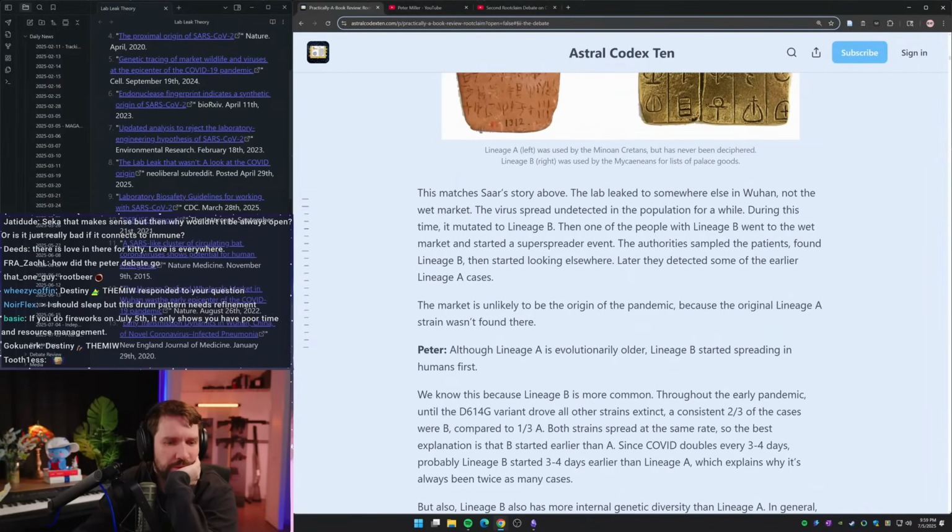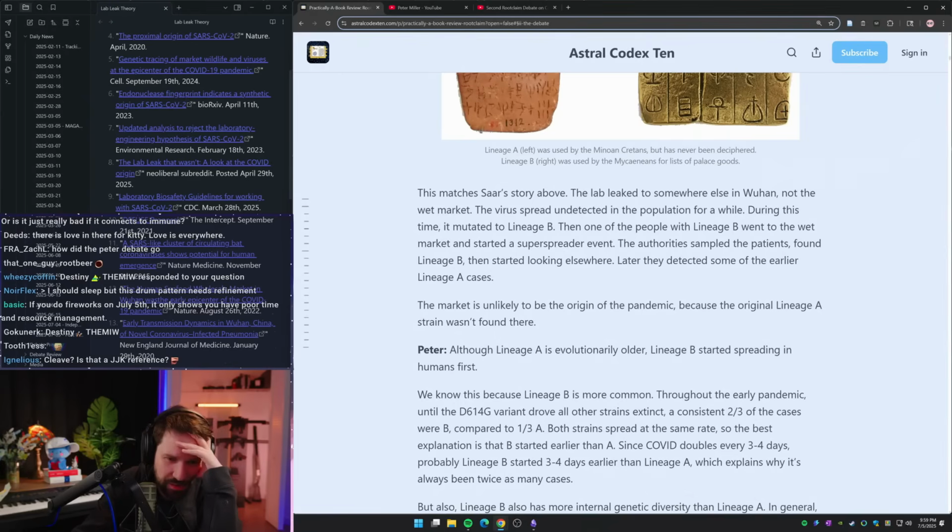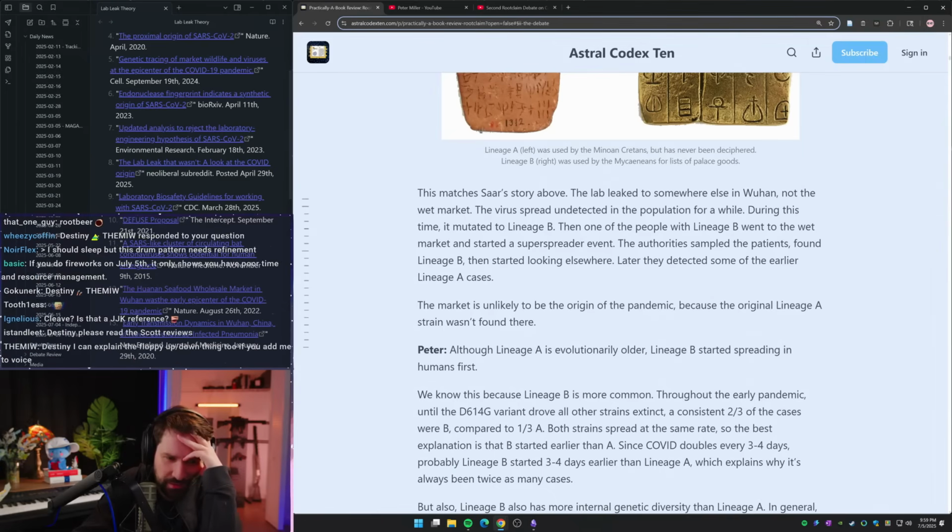The MIW responded to your question. Yes, but only that first cleavage is done by Furin and unique to SARS-CoV-2. The cleavage at entry in SARS, and in SARS-CoV-2, is done by a different protease, not Furin. Cool, okay. All right.